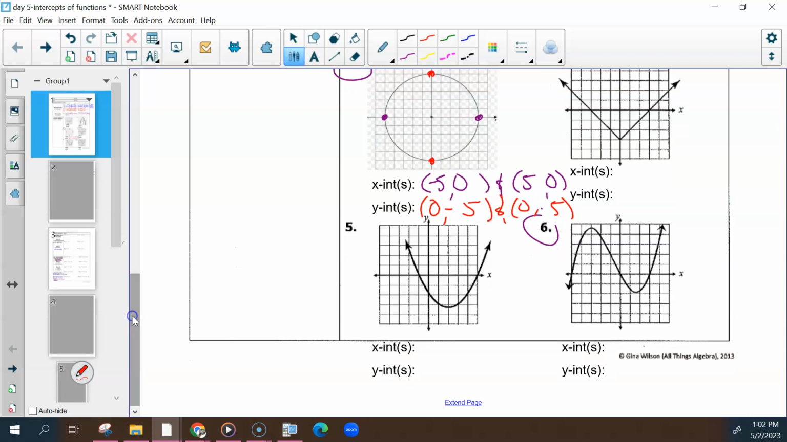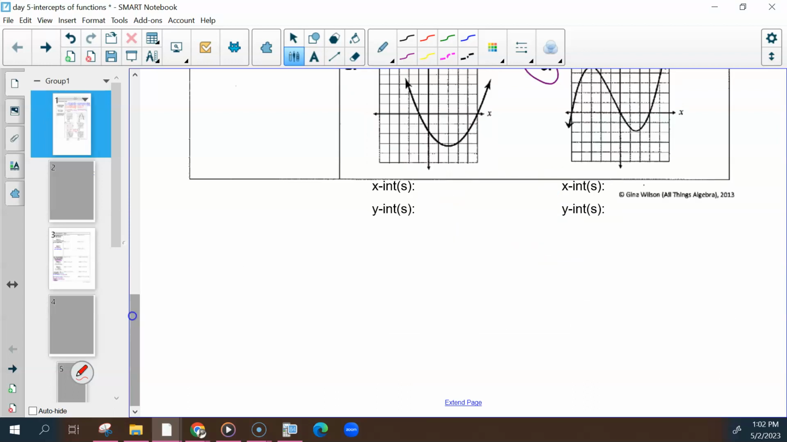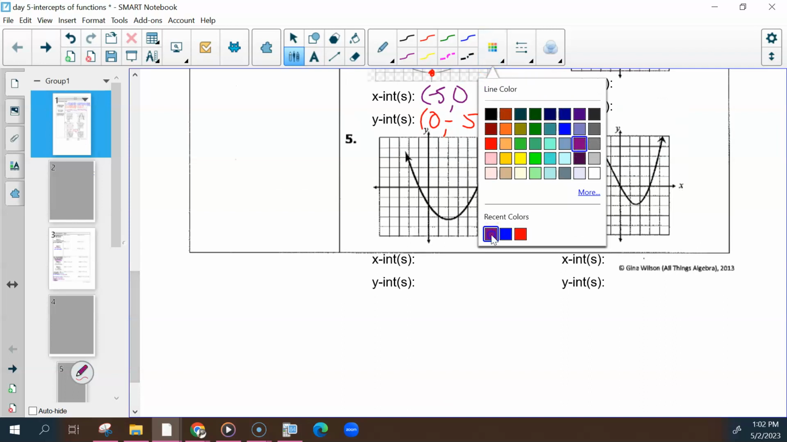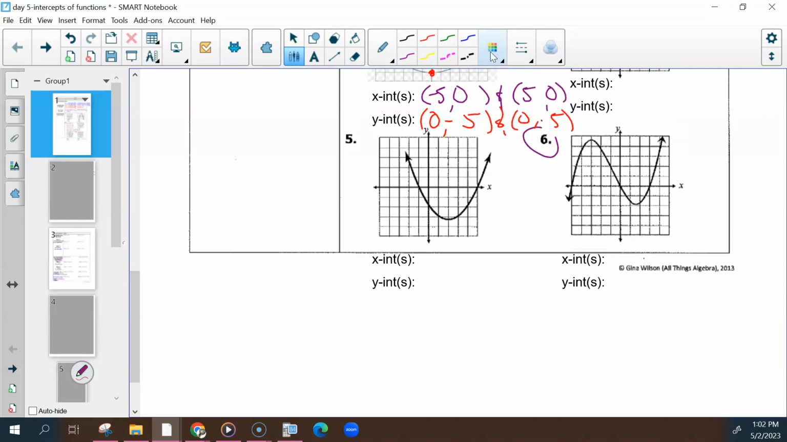For 6, it has multiple x-intercepts. What are they? Or where are they? Negative 5, and then 3. So then how would we write those? Negative 5, 0, and (0, 0), and then (3, 0).